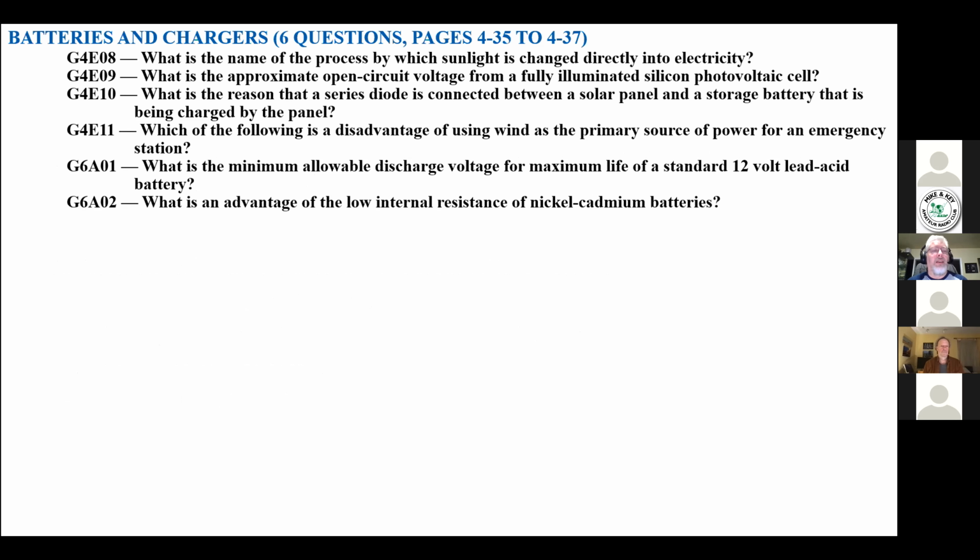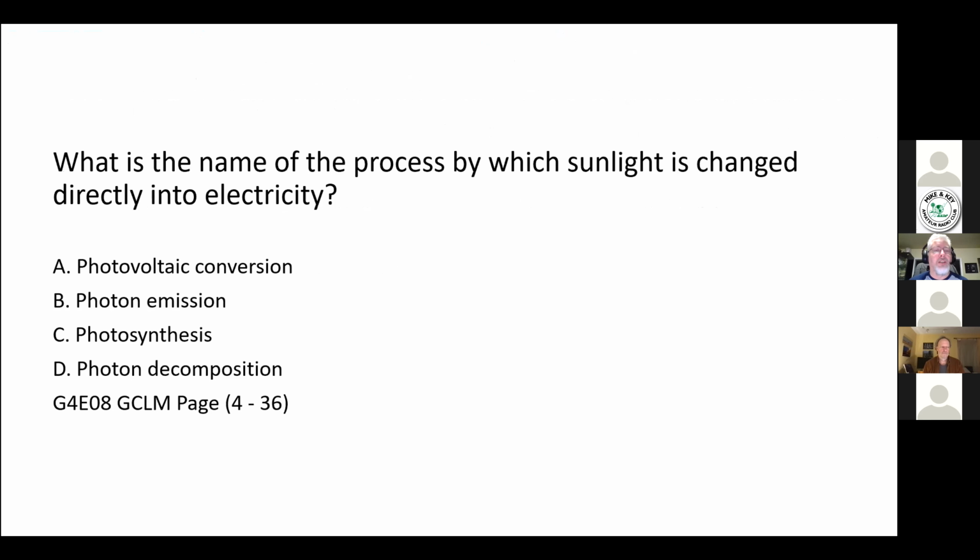All right. I think this is the last part. Batteries and chargers. 6 questions. What is the name of the process by which sunlight is changed directly into electricity? A, photovoltaic conversion. B, photon emission. C, photosynthesis. Or D, photon decomposition. Alpha is correct. Photovoltaic conversion.